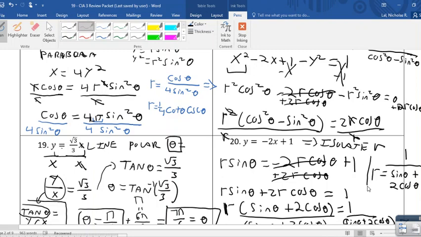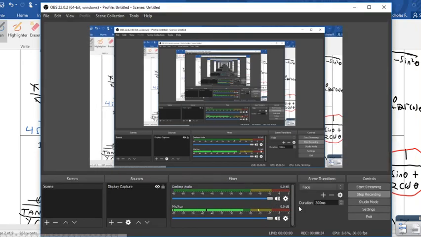All right, so let me box that in red. So that's my answer for number 20. All right, that finishes out the section. And then let's go on to the next section.